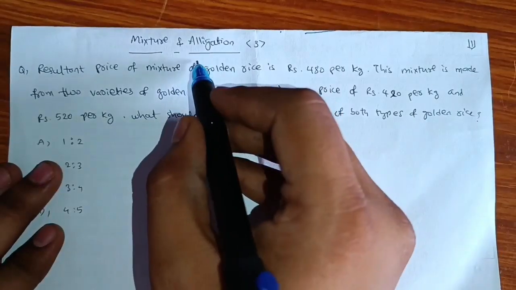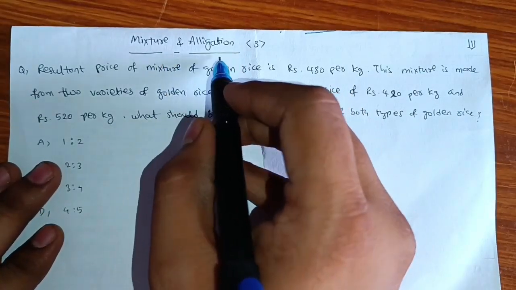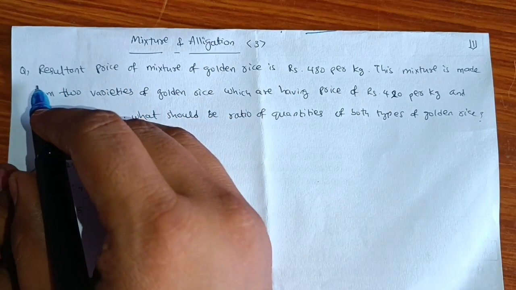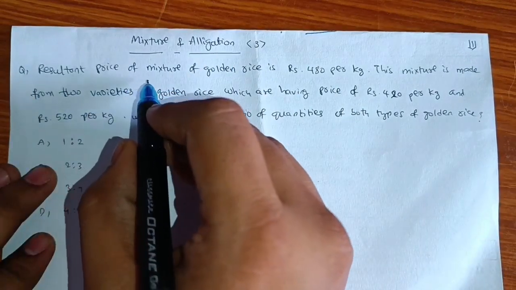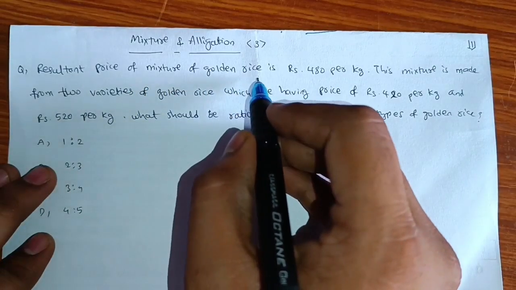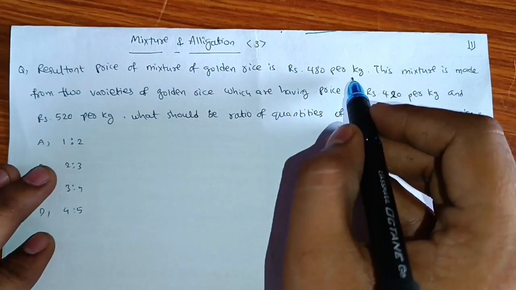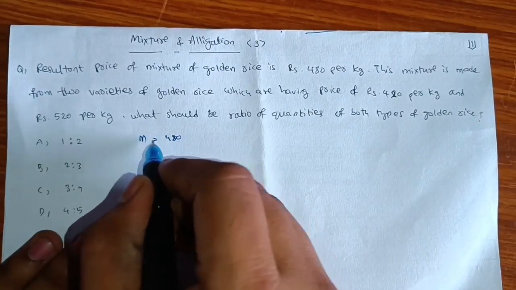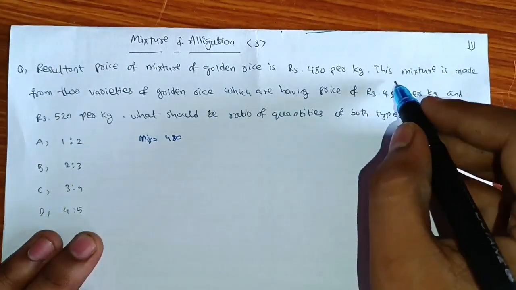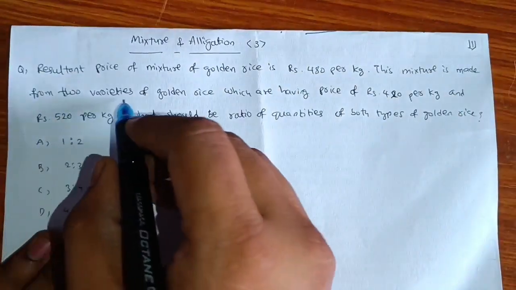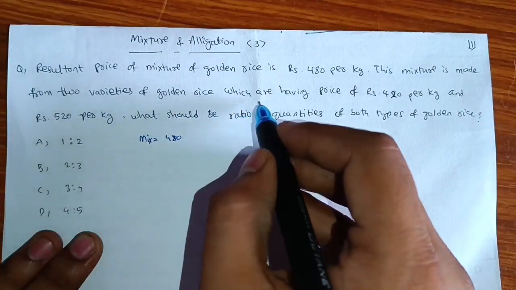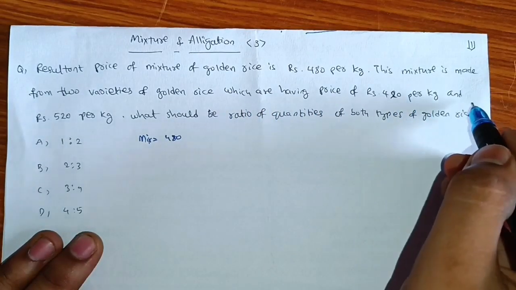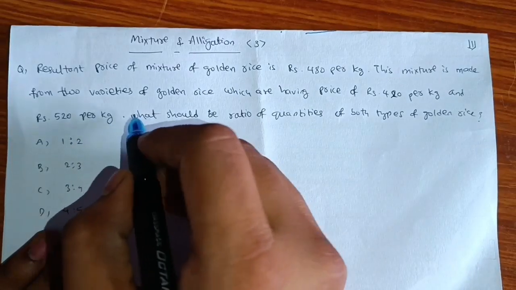In this video, let us see the third part of the mixture and alligation topic of the Aptitude series. At the very first, we have the first question: the resultant price of a mixture of gold and rice is 480 per kg. This mixture is made up of two varieties of gold and rice, which have prices of 420 per kg and 520 per kg.